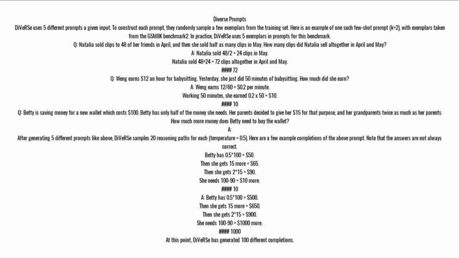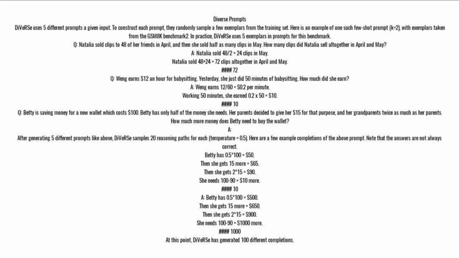#### 10. Question: Betty is saving money for a new wallet which costs $100. Betty has only half of the money she needs. Her parents decided to give her $15 for that purpose, and her grandparents twice as much as her parents. How much more money does Betty need to buy the wallet? A. After generating 5 different prompts like above, DiVeRSe samples 20 reasoning paths for each, temperature equals 0.5.